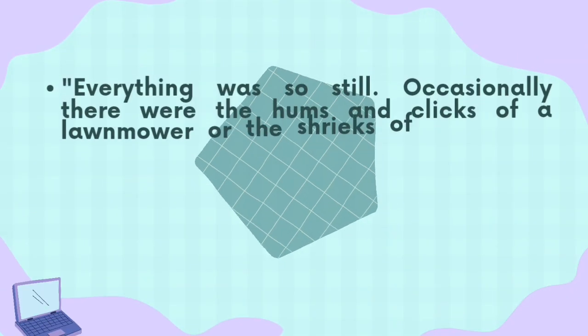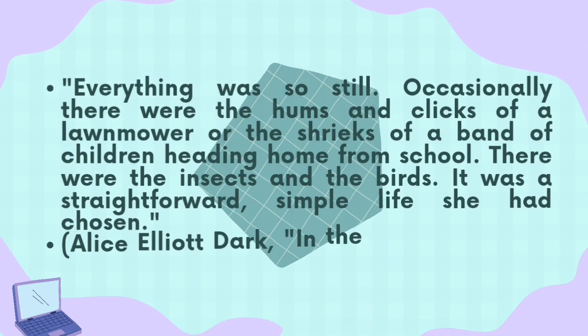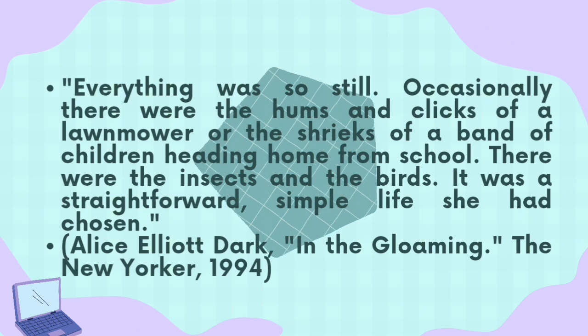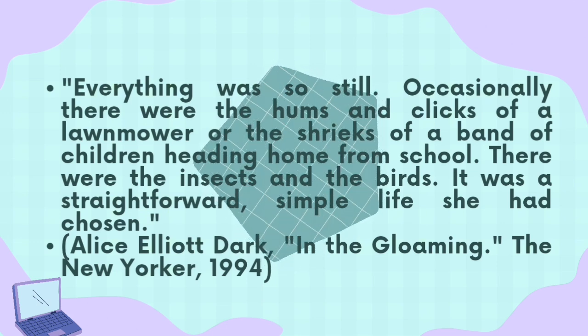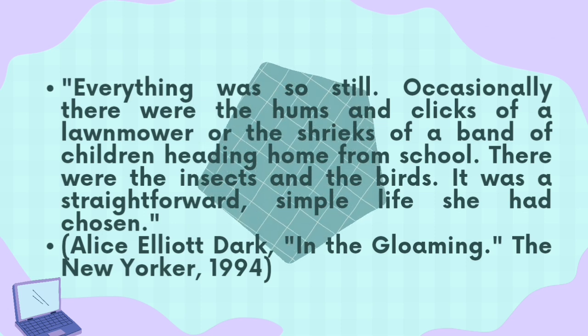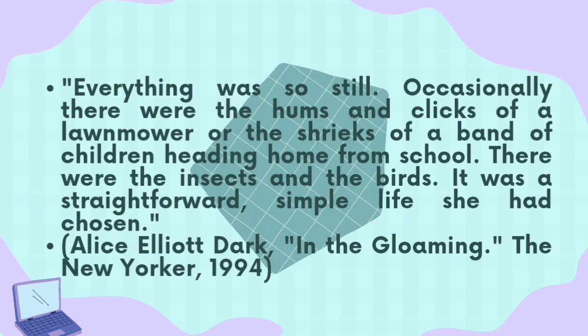Everything was so still. Occasionally there were the hums and clicks of a lawnmower or the shrieks of a band of children heading home from school. There were the insects and the birds. It was a straightforward, simple life she had chosen. Alice Elliott Dark, in The Gloaming. The New Yorker, 1994.